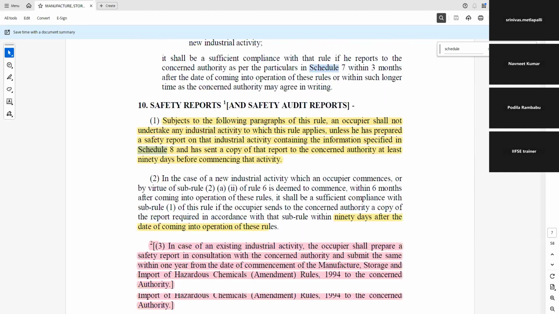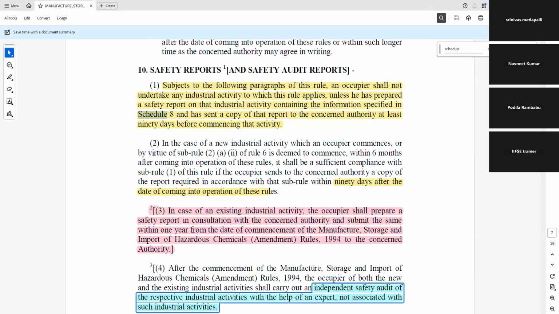Then, in the case of any new activity which an occupier commences, by virtue of sub rule 2A2 of rule number 6, it is deemed to commence within 6 months after the coming into operation of these rules. It shall be sufficient compliance with sub rule 1 of this rule if the occupier sends the concerned authority a copy of the report within 90 days after the date of coming into operation of these rules. Within 90 days if it is a new facility.